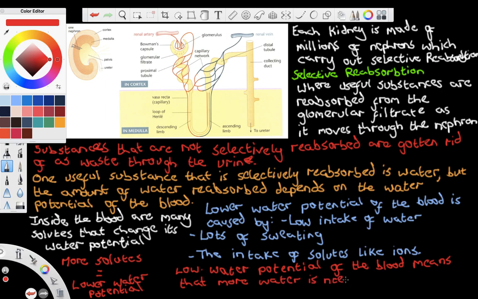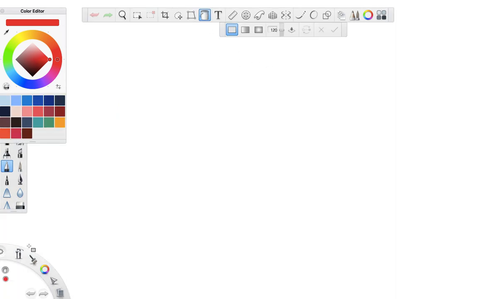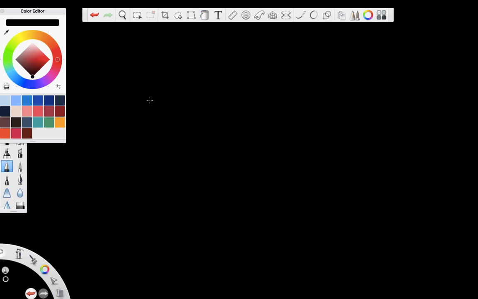Okay? If there is a low water potential, it means that more water is needed. So, let's refresh our screen so that we've got a bit more space. Now we can talk about how the body responds to lower water potential in the blood.